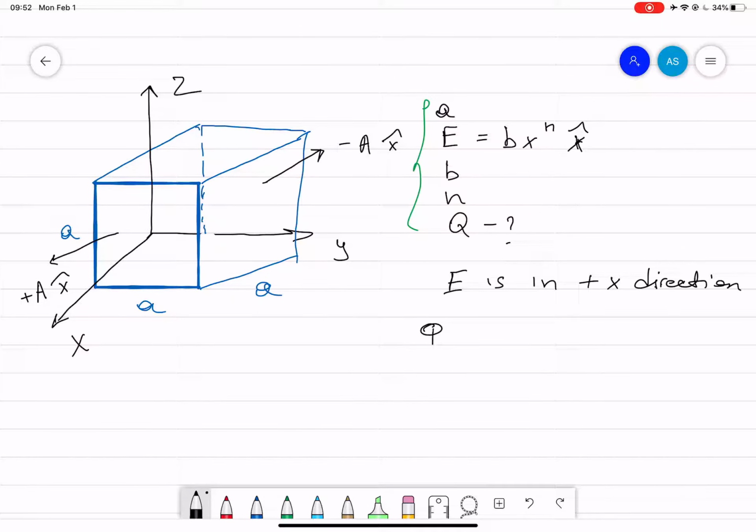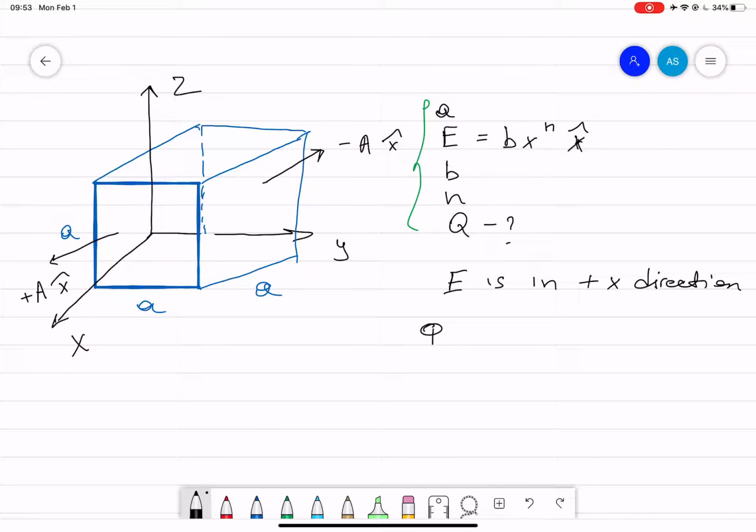Hello students, here we have a cube which has sides, let's say, A. Suppose the electric field is present and it's given in the form of B times x to the power of n, x vector, or i vector, and B is given and n is given. Now we have to calculate the magnitude of the total charge within the cube.